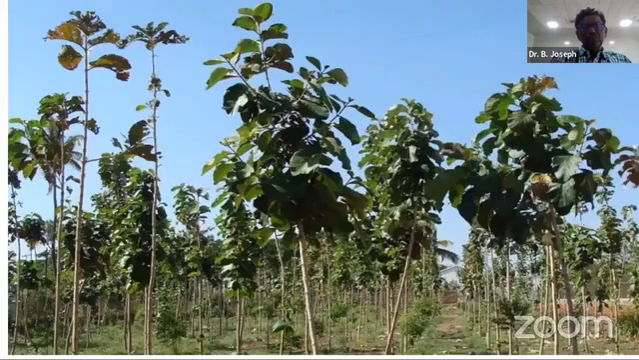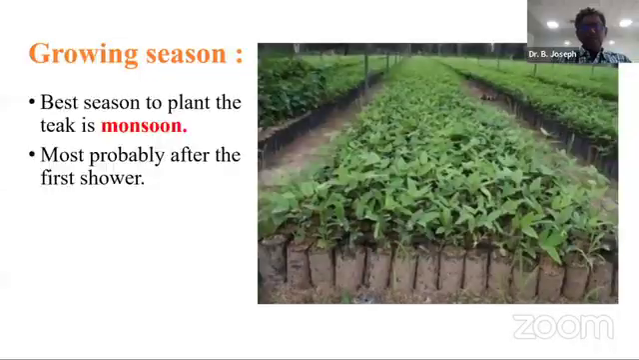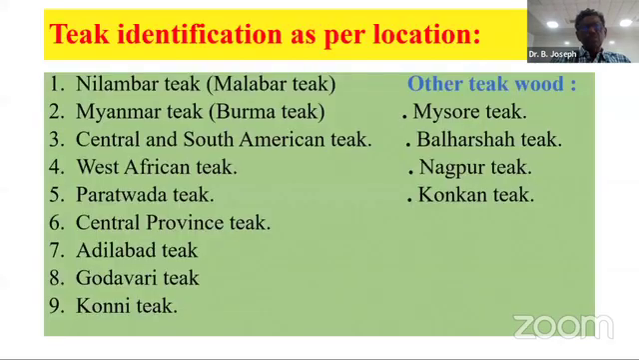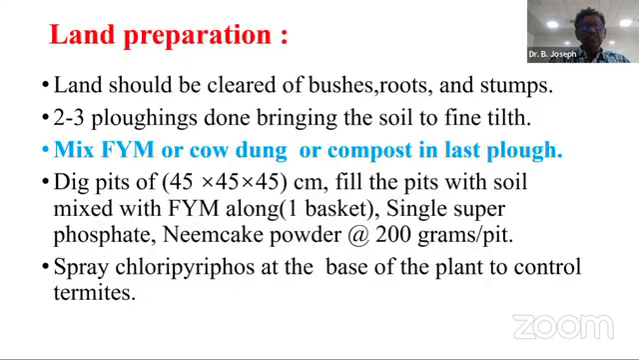So this is a plantation. You can see the trees growing, actually in the nurseries also, how we have to grow them. And we have different types of teak plantation: Neelambar teak, Central and South West African teak, Central Province Adilabad teak, Godavari teak, Konang teak, and also Mysore teak, Balarsha teak. Among all these, there is a good saying that Balarsha teak is very good among all the teak, it's Nagpur teak and Konang teak.